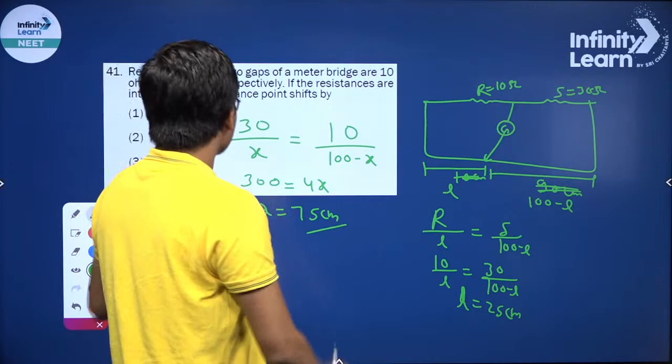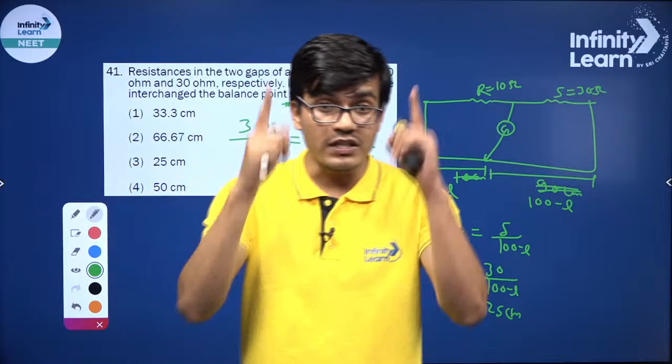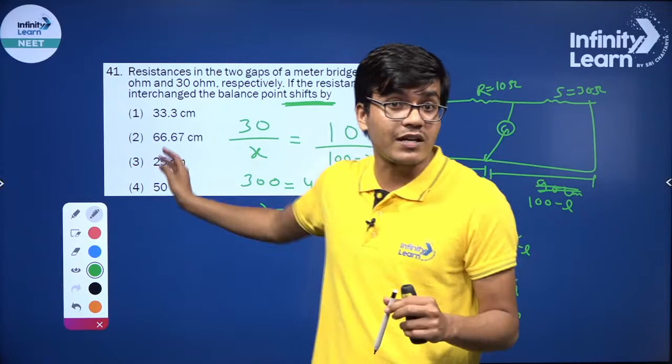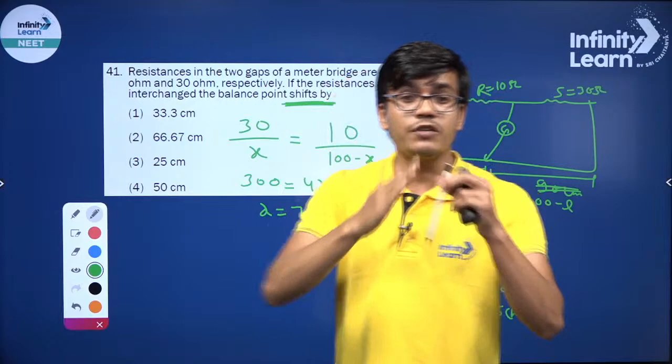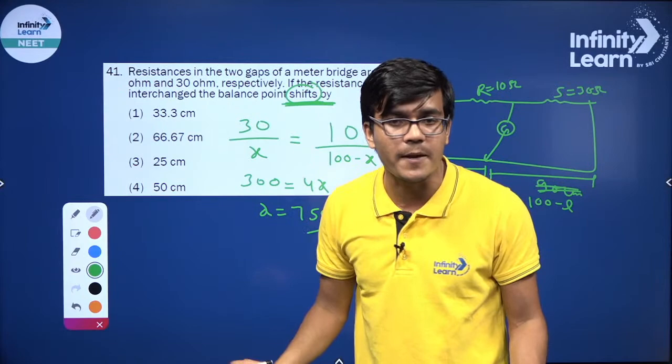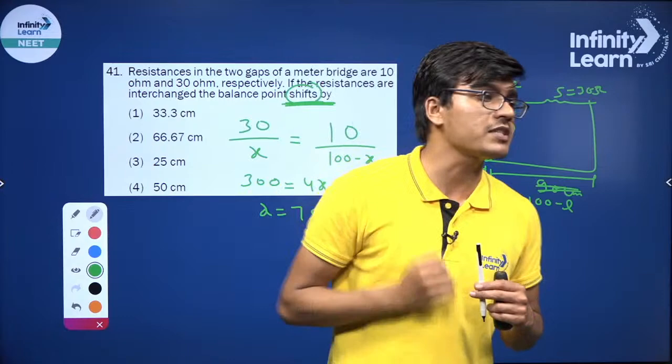So they have just asked not the new balancing length. They have asked you the shift. NEET mein aise question aate hain aur aap galat karke aate ho, aap 75 nikalte hi seedha tick maar doge. Halanki yahan par option nahi hai, but it might happen ki wo 75 option mein de. To question ko dhyan se padhna, unhone final balancing length puchi hai ya ek proper shift pucha hai ki kitna shift karna hai. So shift is 25 and 75 is the new one. So shift will be 75 minus 25, that is 50 centimeter ka aapko shift karna padega.